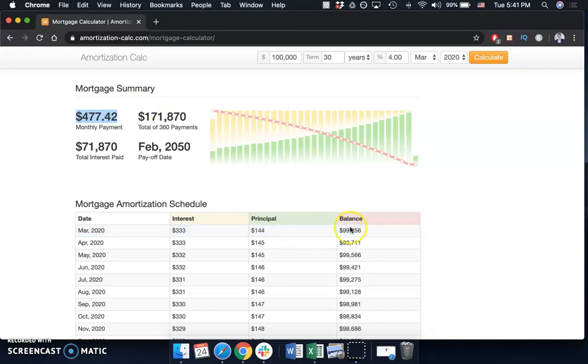Okay, so I hope this video helped you guys. This is how a loan is paid down. Again, go to amortization-calc.com and check it out for yourself.